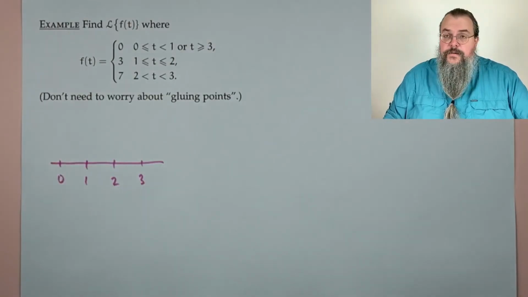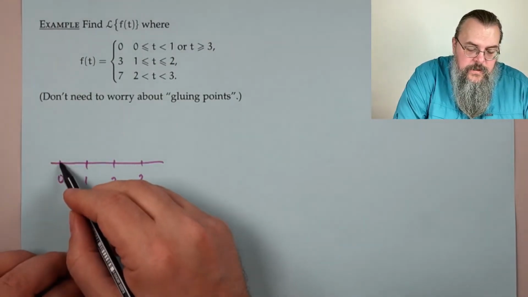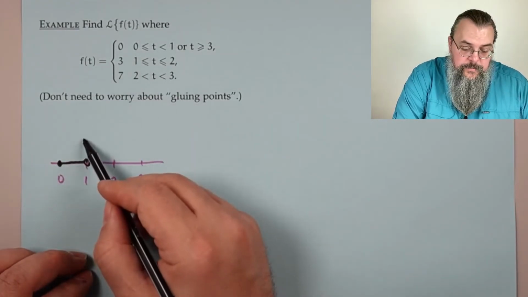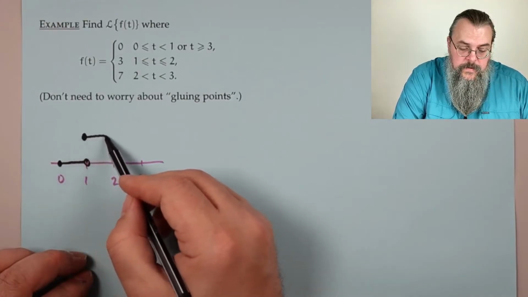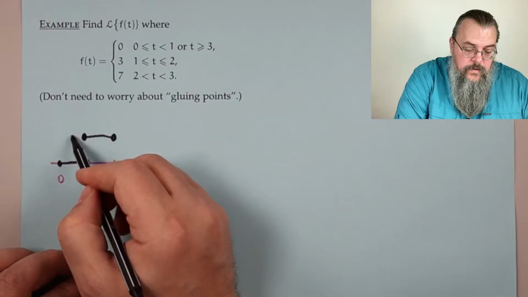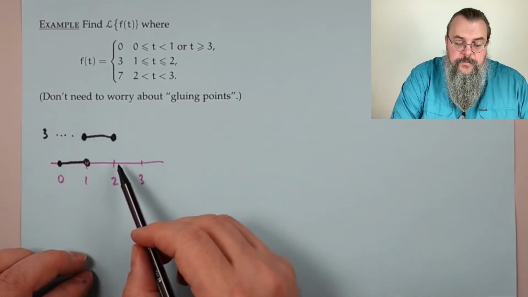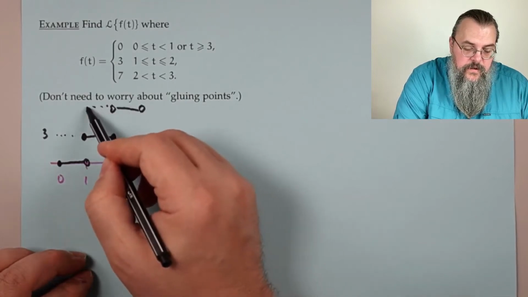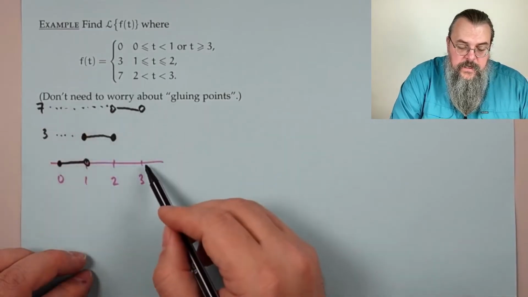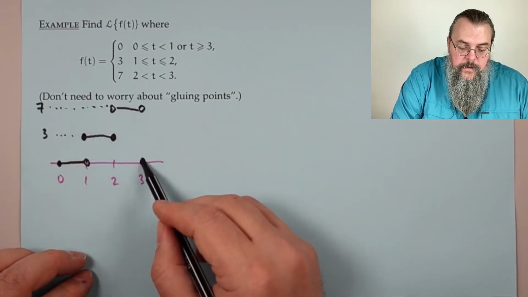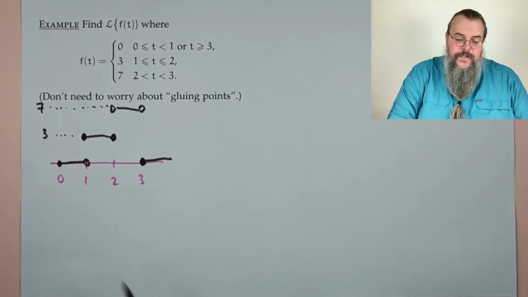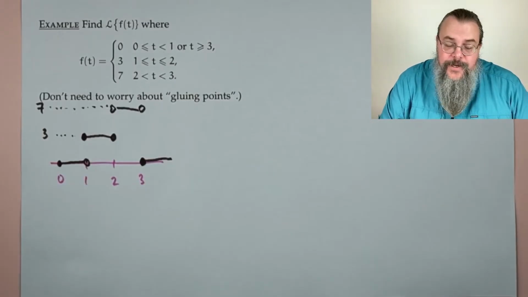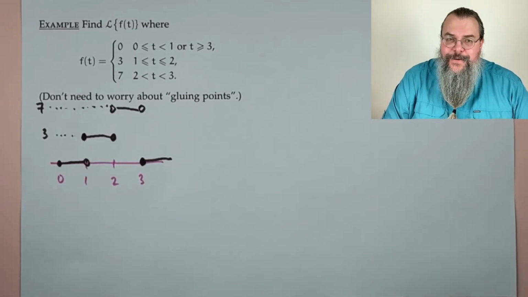Well, we're 0 up to time 1, and then from 1 to 2, we jump up to 3. Okay, so this is 3. Then from 2 to 3, we jump up even more, up to 7. And then from 3 onward, we're back to 0. All right, so there's our bum, bum, bum, boom, bum. All right, so there we go. There's our function, a graphical representation of our function.